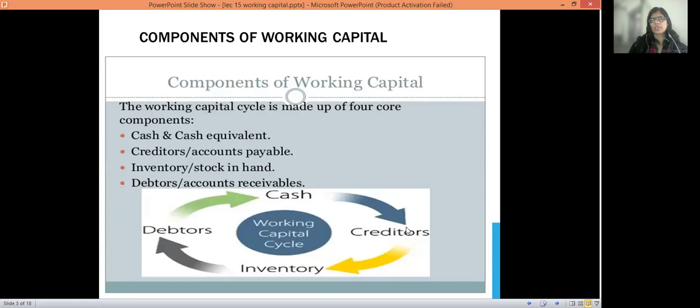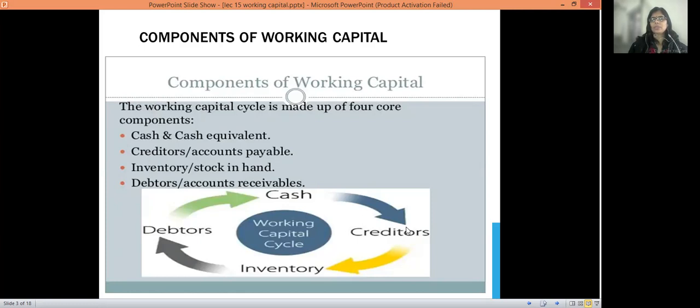First one is cash and cash equivalent, means cash and just like cash, all the assets are considered in this. And then second, creditors, accounts payable. Creditors means the liability which you have to bear in a short span of time, and accounts payable. Next is inventory or stock in hand, means the inventory which you are having in your hand in order to convert it into a finished form.